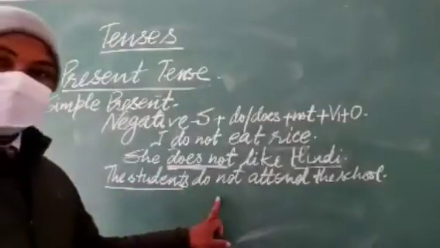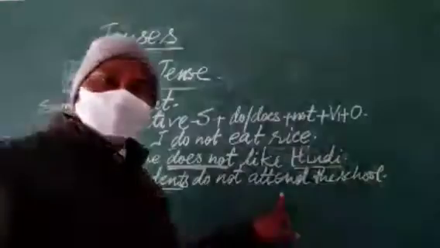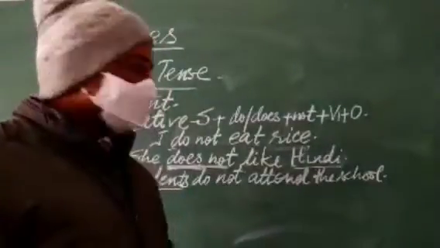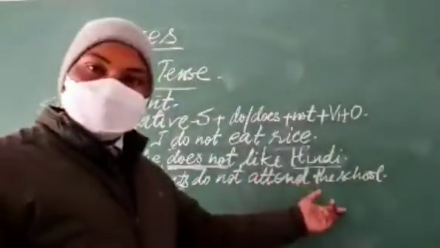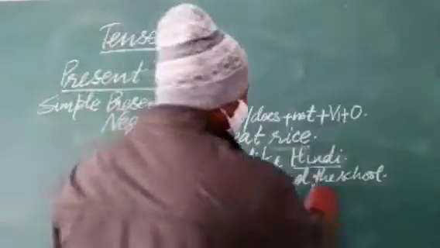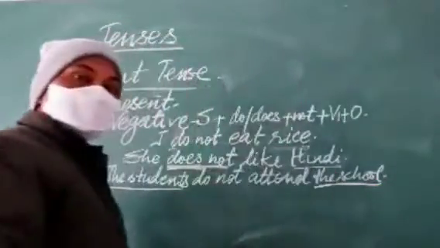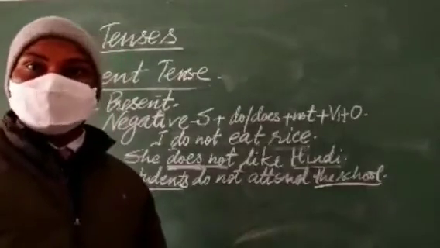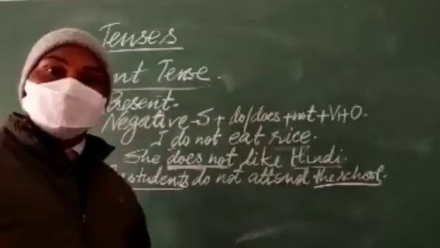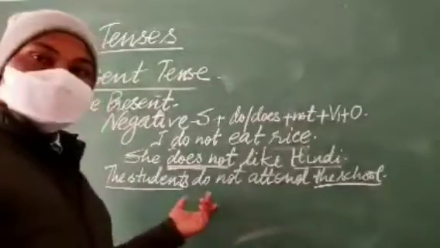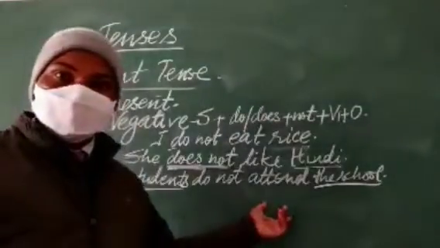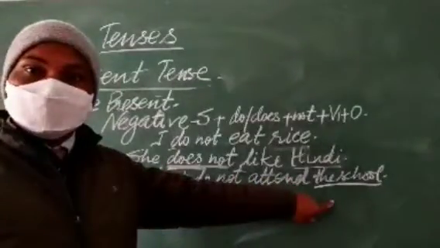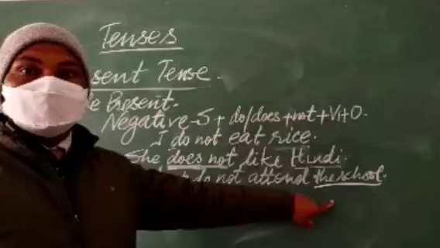Plural, then do not, first form of verb, and then object. It is not object here, it is complement. Sometimes in a sentence, object may come, may not. So it is on you whether you should find it, whether it is object or complement.